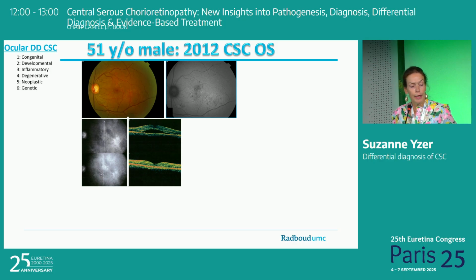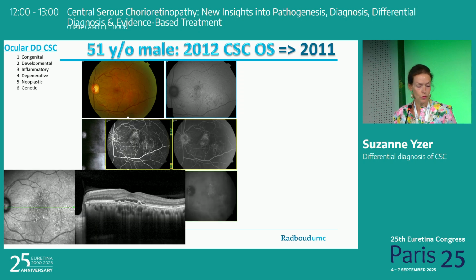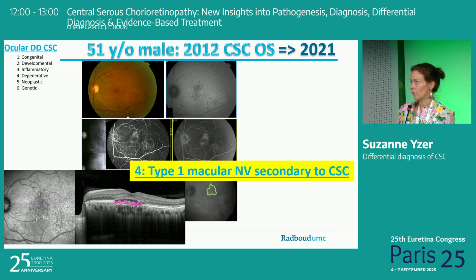A 51-year-old male who was seen because of central serous choroidopathy in the left eye. He returned in 2011, and this is something that Elon just discussed. Indeed, subretinal fluid and a thickened or abnormal choroid, which is to be expected because he already had the diagnosis of central serous choroidopathy. But here are the peaked, confluent PEDs, and this is type 1 macular neovascularization secondary to central serous choroidopathy.